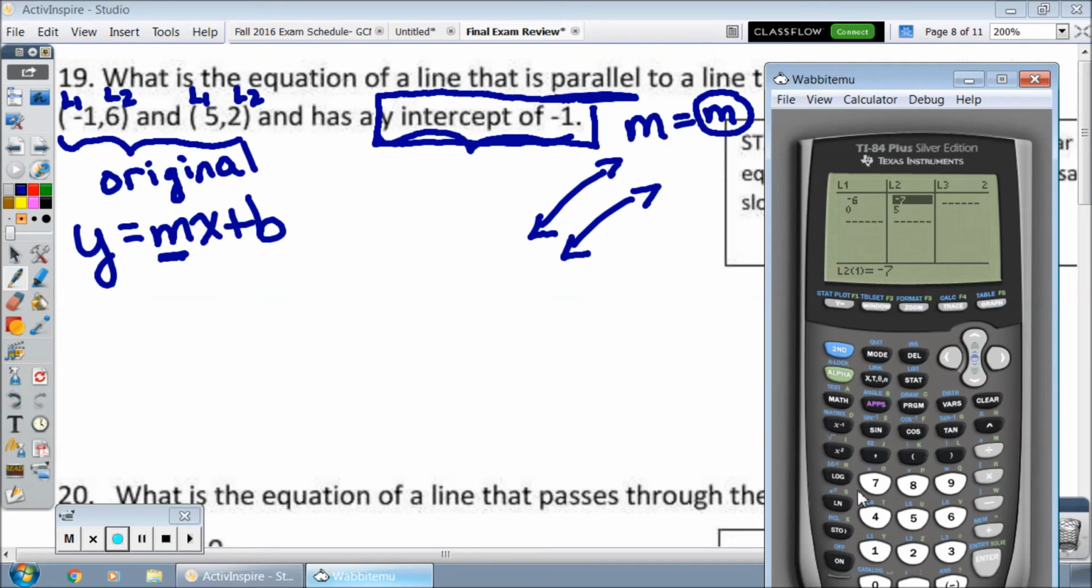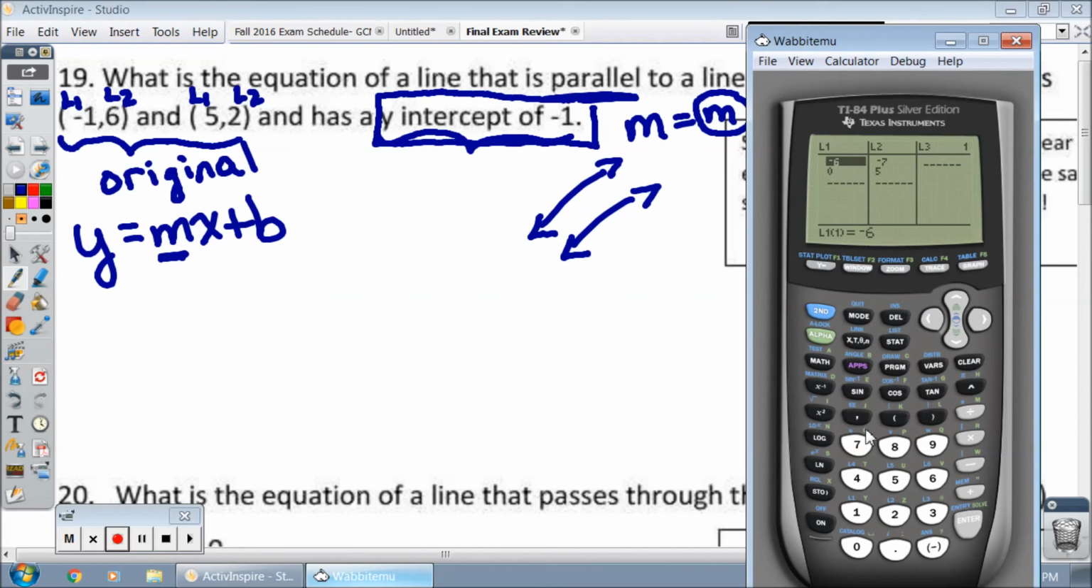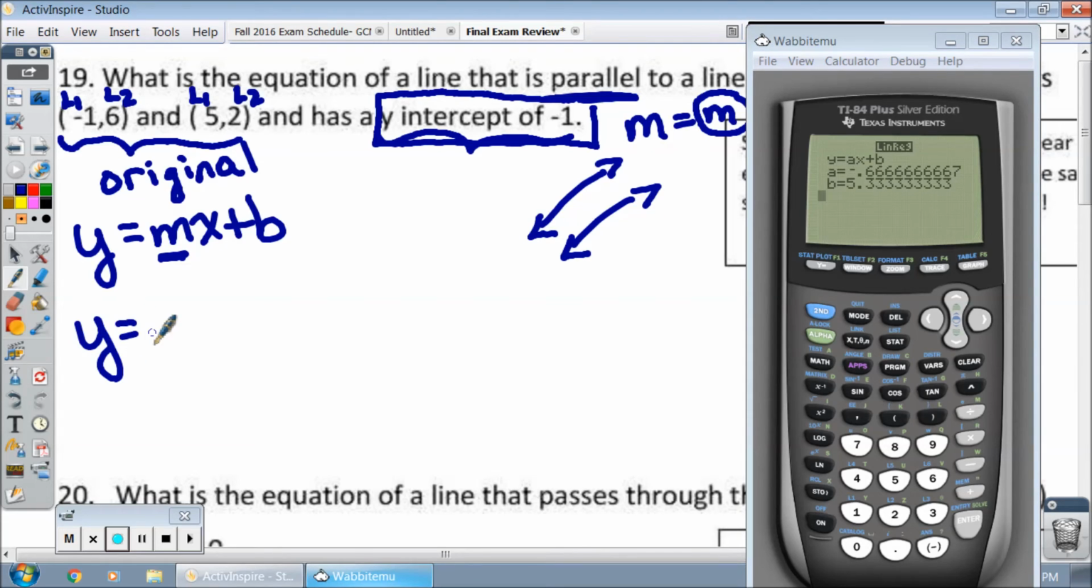So let's get our original equation here. Let's put in some points. So -1 and 6. Then we have another set of coordinates here, 5 and 2. We're going to go stat calc number 4. So here's our original equation, y equals -0.6 repeating. -0.6 repeating is -2/3. That's our slope. And then we have a y-intercept of 5.3 repeating.